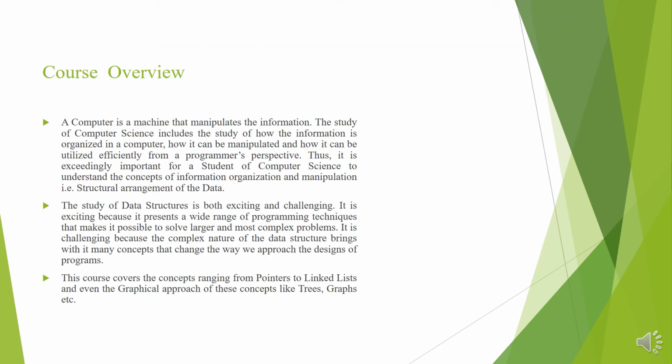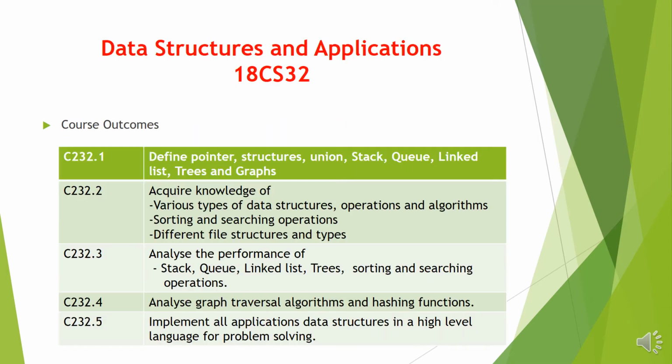This is the course overview of data structure. Course outcomes are: define pointer, structure, union, stack, queue, linked list, tree, graphs. Second course outcome is acquire knowledge of various data types. Third outcome is analyze the performance of stack, queue, linked list, trees.